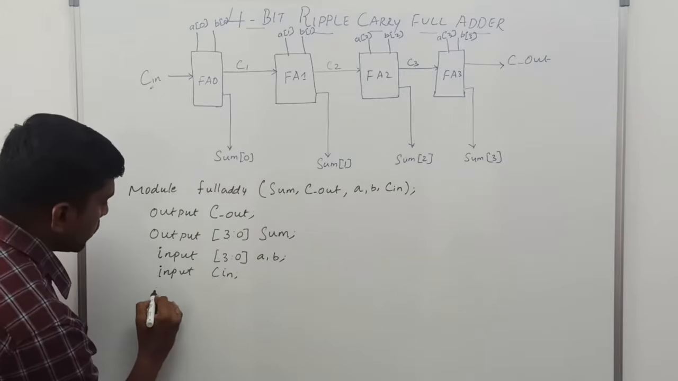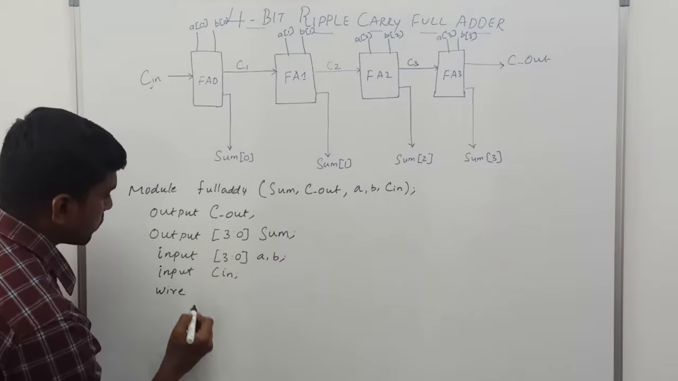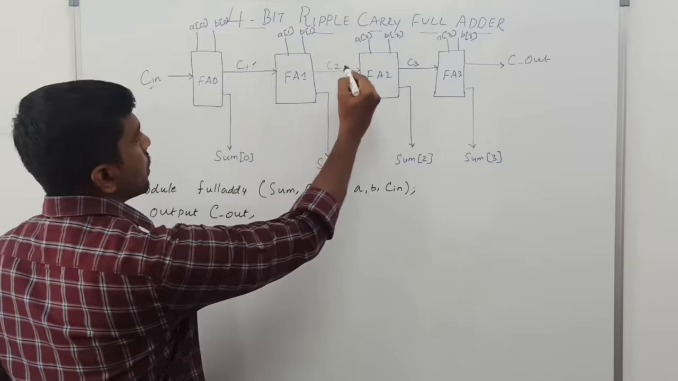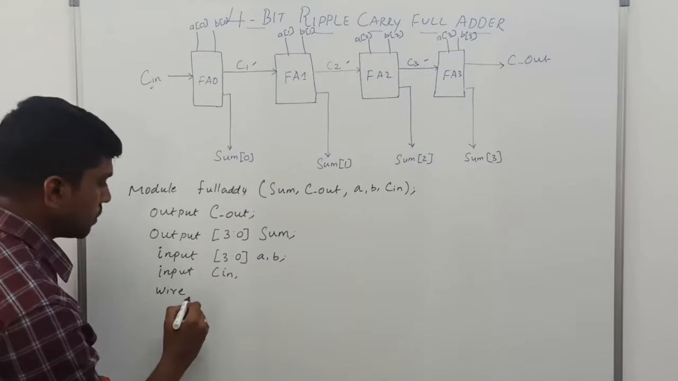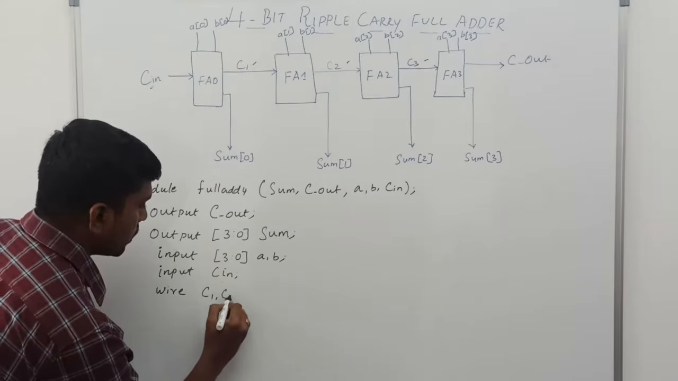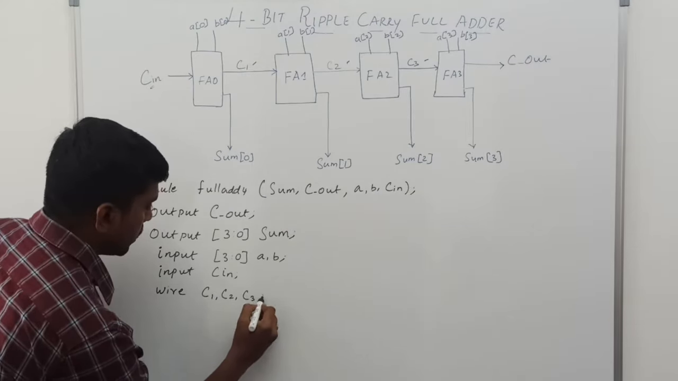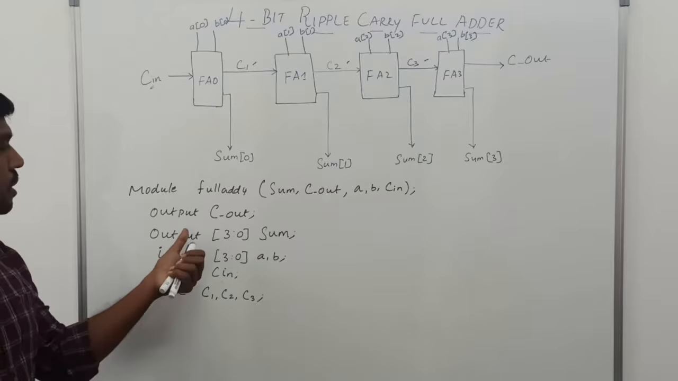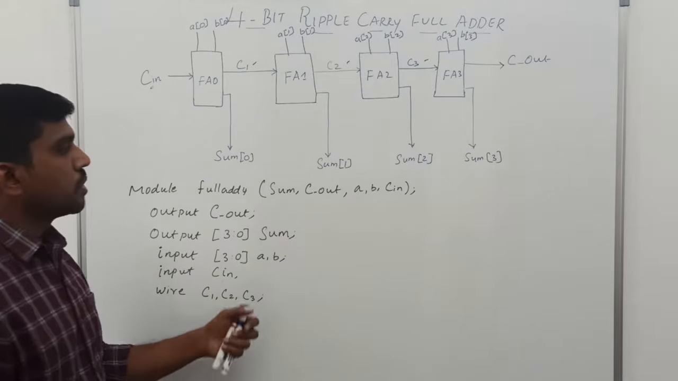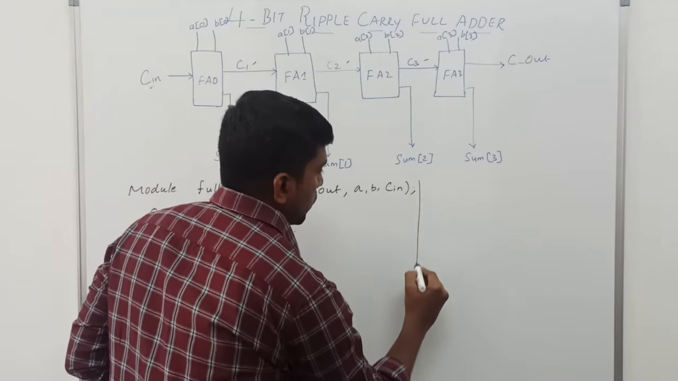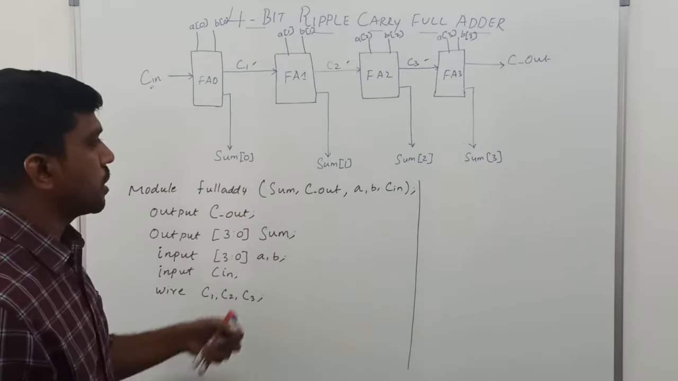Then you declare the wire signals. The wire signals are C1, C2, C3. These three signals are called wires. So far you have declared the output signals, input signals and wires. Now we go on to write the functions of the full adder circuit.